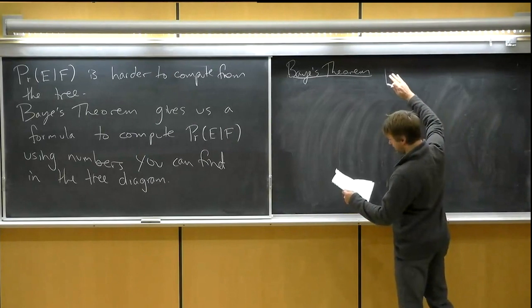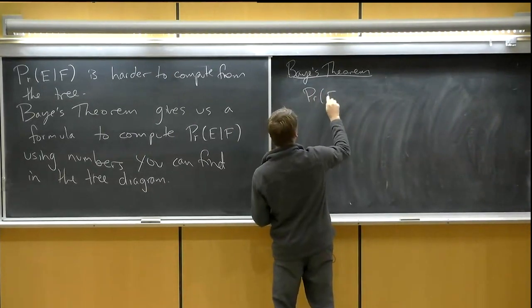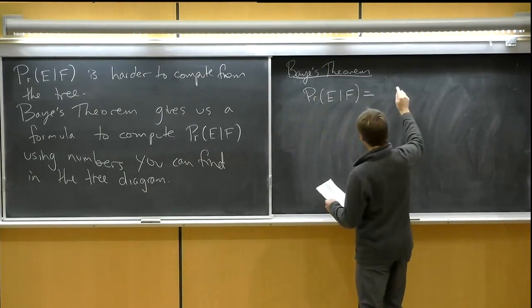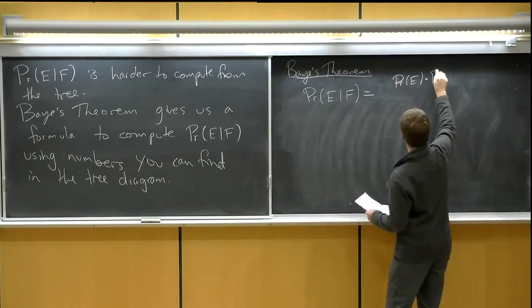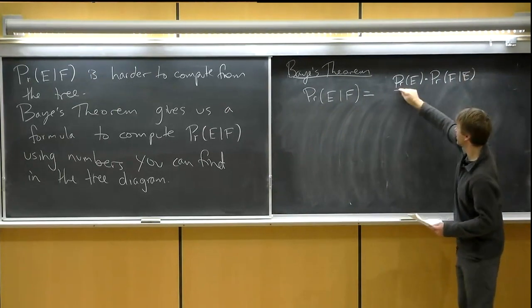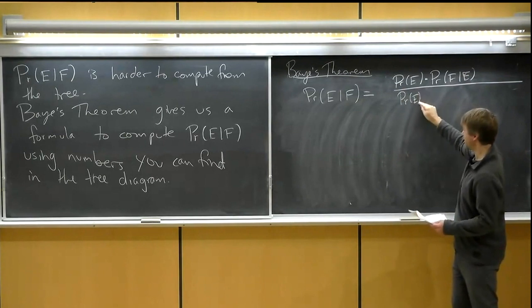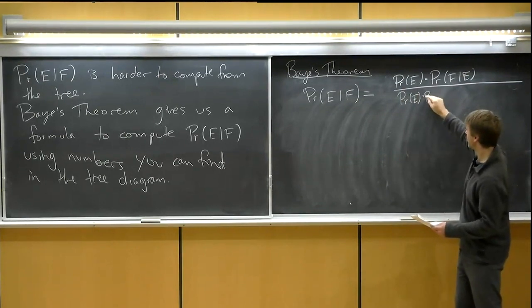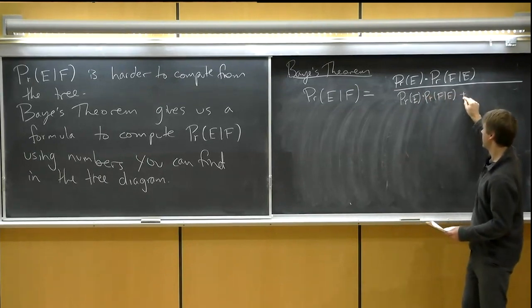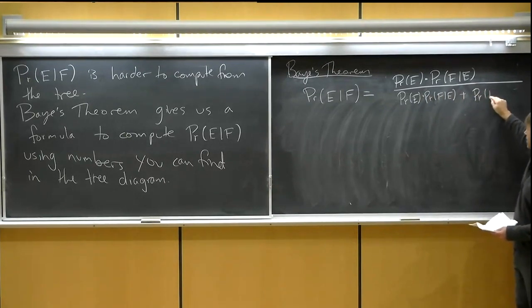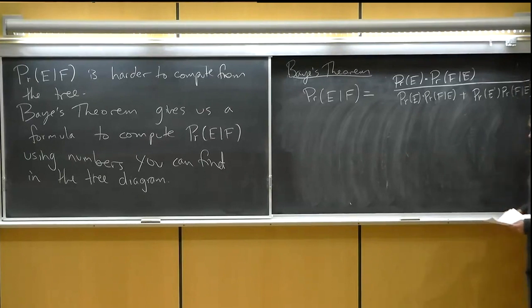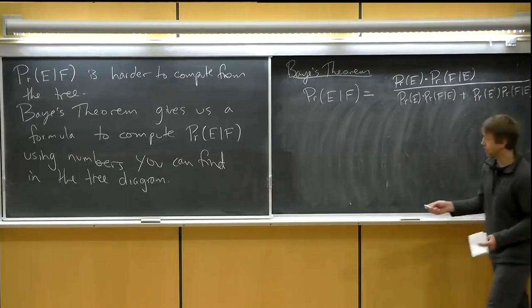So in general, the probability of E given F is equal to the probability of E times the probability of F given E on the numerator. It's kind of a long formula. Then the denominator is going to start with the same thing as the numerator: probability of E times probability of F given E. And then we add probability of E complement times probability of F given E complement.